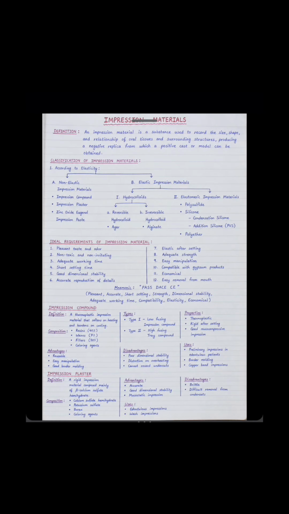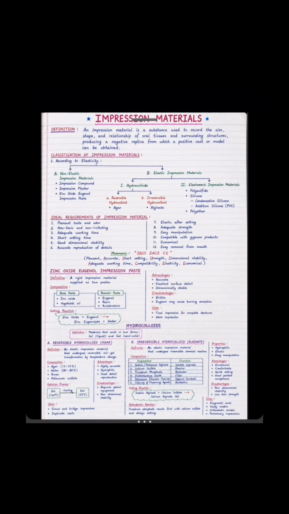Second comes the impression plaster. Its composition is mainly beta calcium sulfate hemihydrate, potassium sulfate and borax. Mechanism: it is a mucostatic impression material, meaning it records tissues at rest without compressing them. इसके प्रोज हैं हाईली एक्यूरेट विथ एक्सीलेंट डायमेंशनल स्टेबिलिटी, एंड कॉन्स है कि वेरी ब्रिटल एंड एक्सट्रीमली डिफिकल्ट टू रिमूव फ्रॉम अंडरकट्स विदाउट फ्रैक्चरिंग.